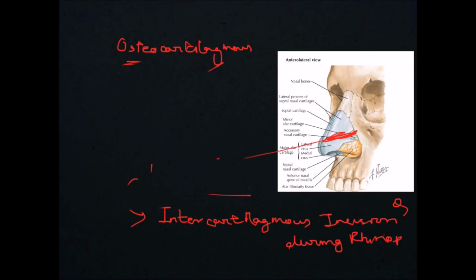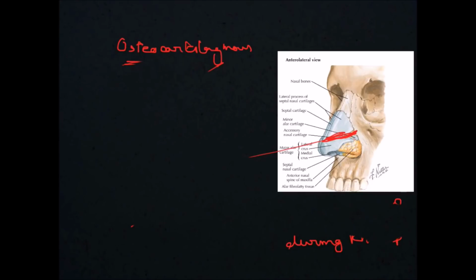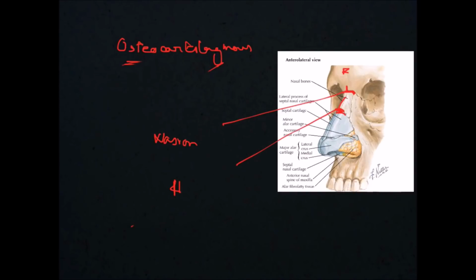Now the next important anatomical landmarks are the nasion and rhinion. So what is nasion? The junction between the nasal bone and the frontal bone. This is the frontal bone, this is the nasal bone. The junction between the two is termed as nasion. Now the cartilaginous portion, where it meets with the bony portion, is termed as rhinion. This is rhinion.